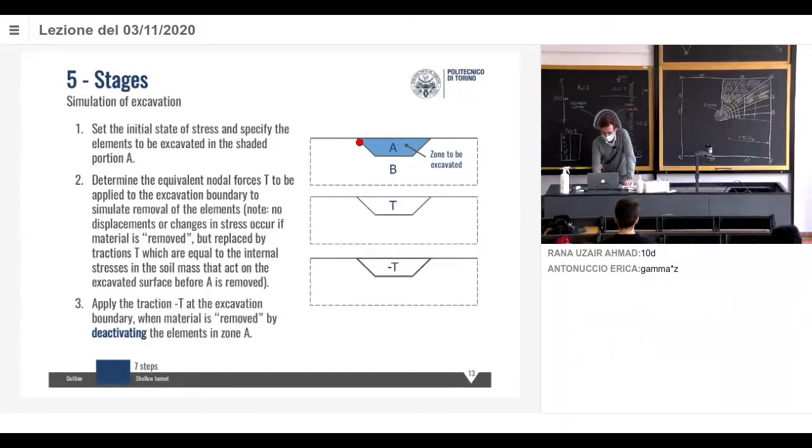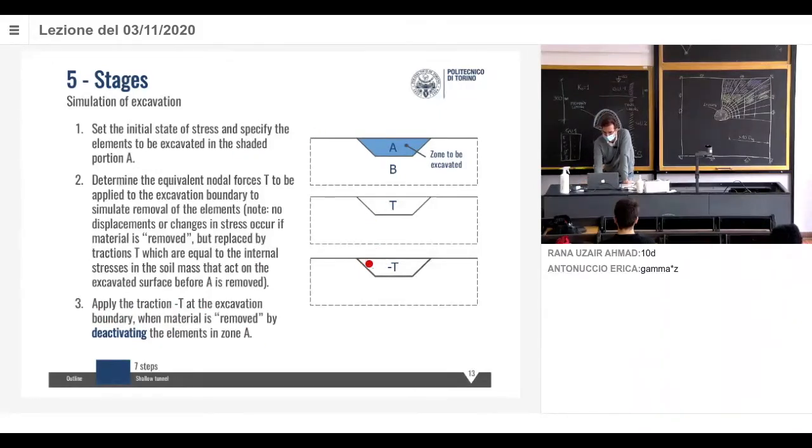They would be, in this case, forces like this, and then like this, and then like this. In the tunnel case, they will be forces like this. Okay? We compute those forces. Once we compute those forces, look at what we do. We apply the traction minus T at the excavation boundary when material is removed by deactivating the elements in zone A. So what we do, we have the forces here.